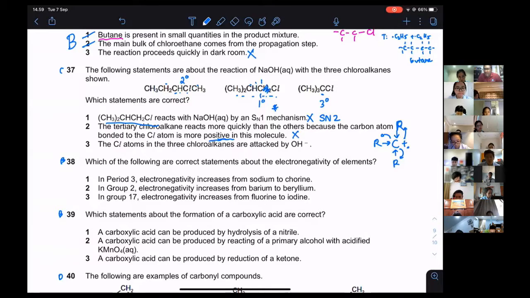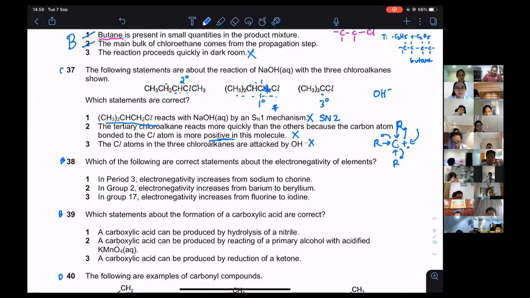Okay? That's why that is wrong. Now, the Cl atom in the 3 chloroalkanes are attacked by OH minus. That is also wrong, because the OH minus does not go and attack the Cl. They will go and attack the carbon. So that is also wrong. So no answer. That's why it's bonus.